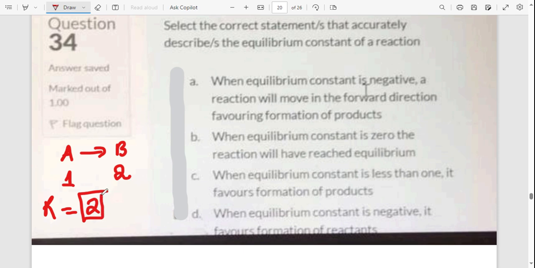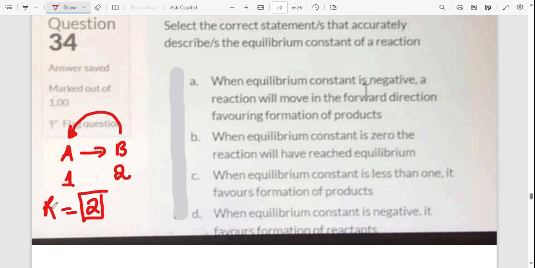So if K is positive, it means that the reaction should move in the opposite direction. Why? According to Le Chatelier's principle, we want to reach a point whereby the concentration of the reactant and the product are equal, right? So looking at this one, when the equilibrium constant is negative, a reaction will move in the forward direction, favoring formation of products. Is that true? We want what is accurate in describing our statements.